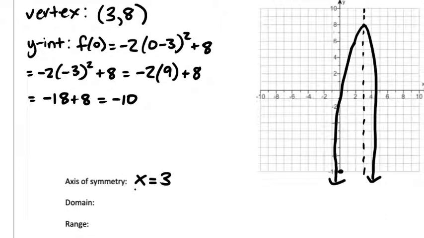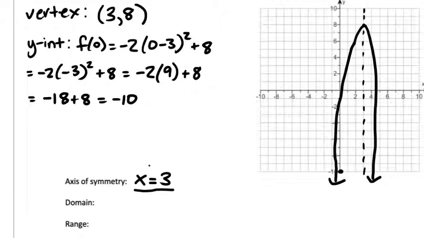Now be careful, because when we've been solving, we've been entering answers where we don't put the x equals. But for this, the axis of symmetry is a line, and so they want you to put in an equation, so you need to put the x equals in order to get the problem correct.